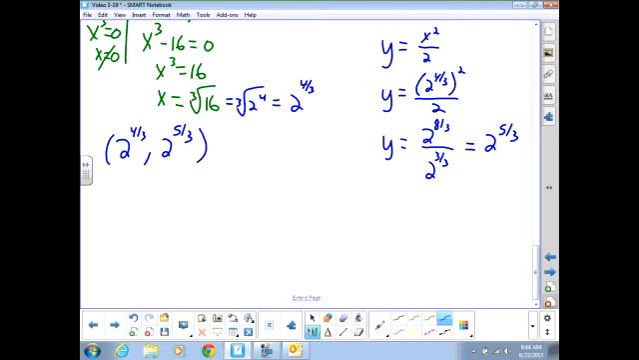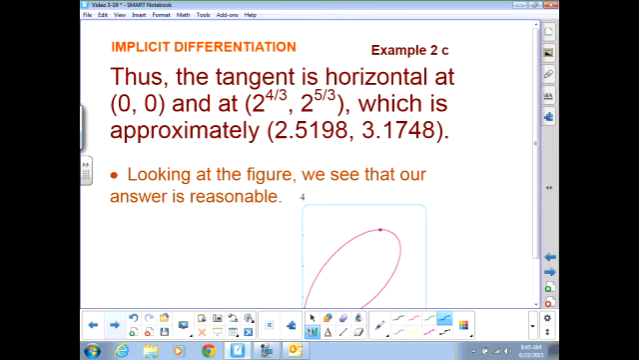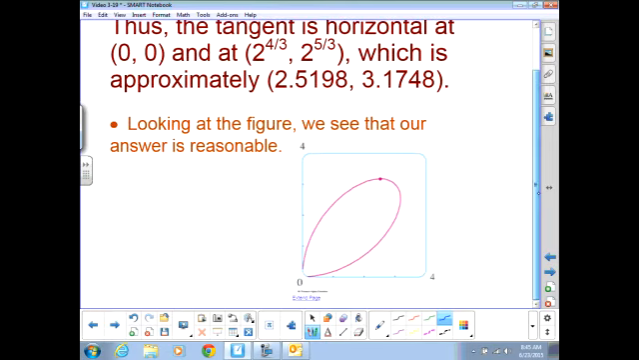So you can see the algebra was a little tricky here. Okay, but what we just did is we found the point in the first quadrant where our equation would have a horizontal tangent line. And if you were to plug this in, you would see it's about 2.51 or so for x and 3.17 or so for the y. Okay, just so you can get a general sense of where that really is. And here is a visual of where that horizontal tangent line would end up being.